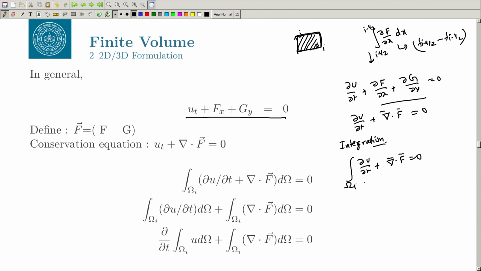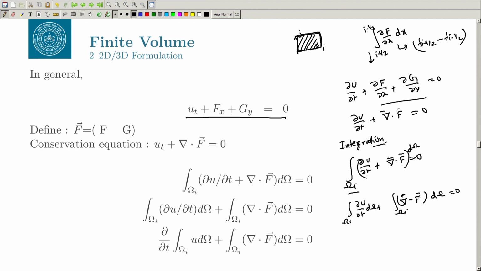This is no longer 1D. So, this omega_i cannot be delta x_i. So, you can take it in two parts: del u by del t integrated over omega_i, this has to be multiplied by the small volume, right, because we are integrating d omega, plus the integral of del dot f d omega equal to 0 over omega_i.